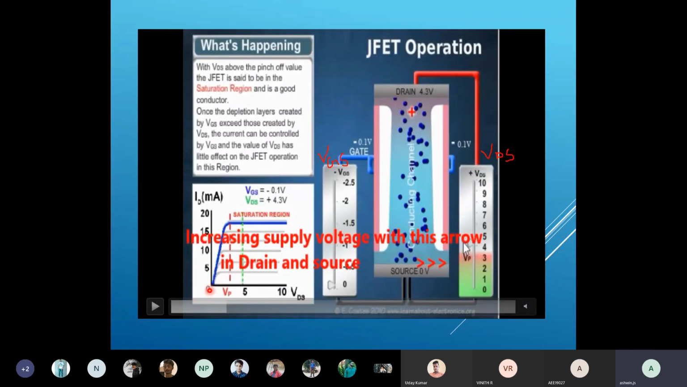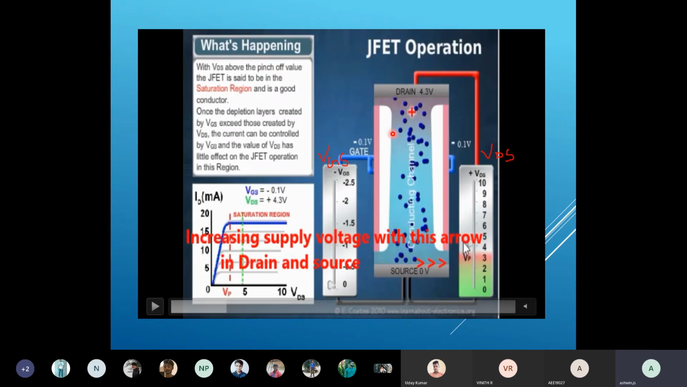Initially I kept 0, there is no current, and slowly I am increasing to 1. I got a current of around 5, and slowly I am increasing to 2. I got about 10, and I am increasing to 3. So that is your pinch-off voltage, VP. At that time I got the maximum charge carriers. Once it crosses the pinch-off, it becomes saturated.